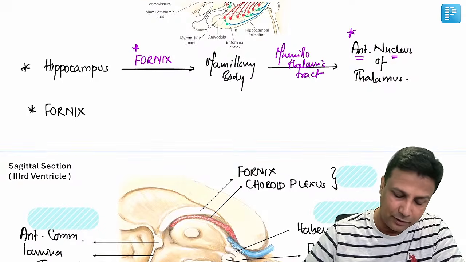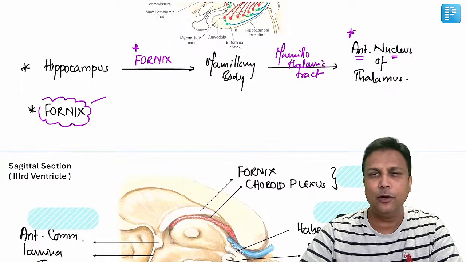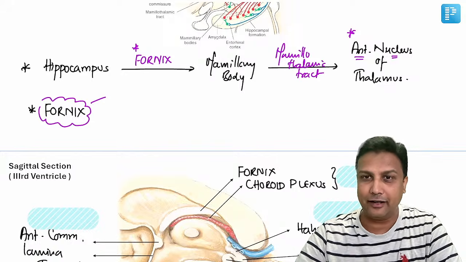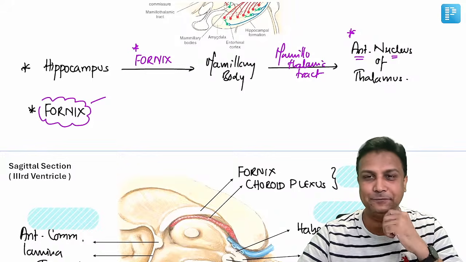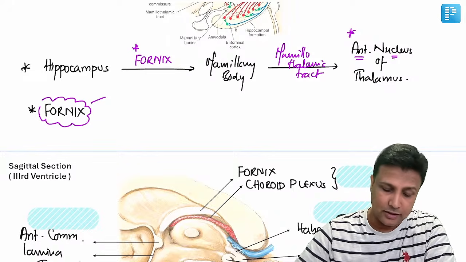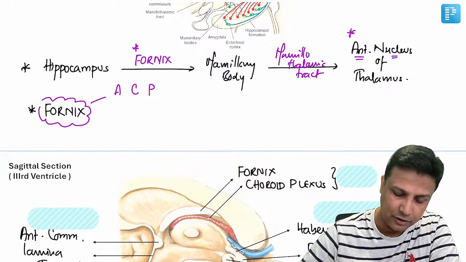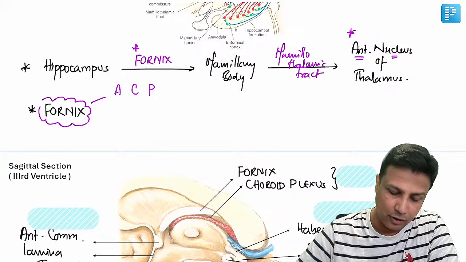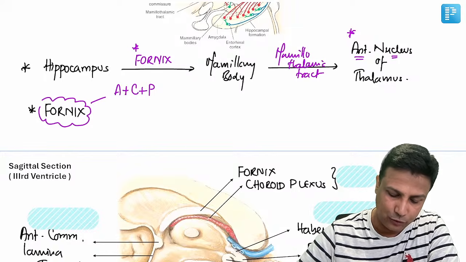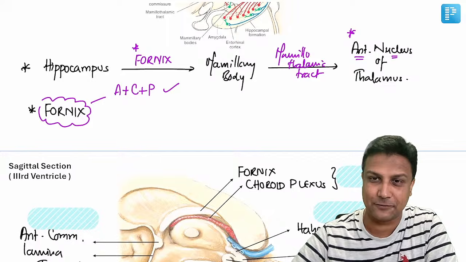Now after that, about the fornix, I'll tell you 3 MCQs here. Number 1, I hope you all know that white matter will be divided into 3 categories here: association fiber, commissural fiber, and projection fiber. Now the question was, out of all this, that is association, commissural, and projection fiber, remember, fornix belongs to all the above. So in the options, if all the above is given, please go for that option. Fornix belongs to association, commissural, as well as projection.